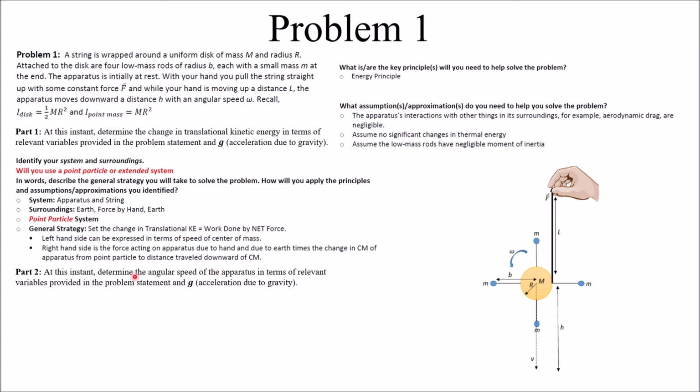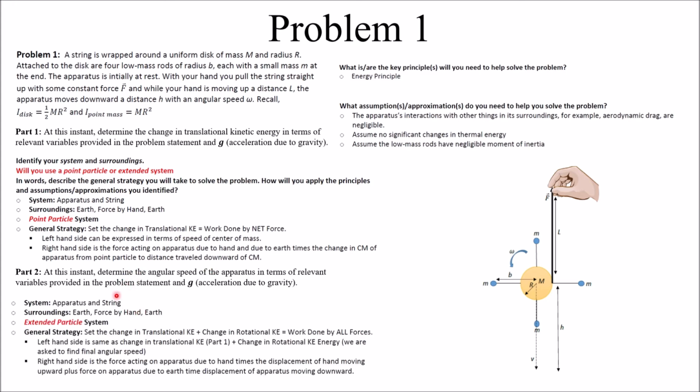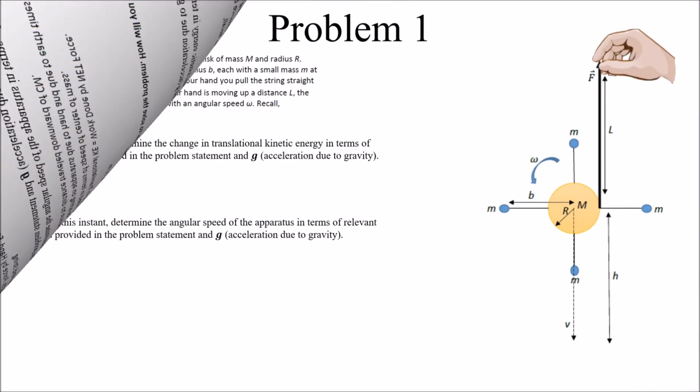And so for part two, it'll be very similar. We'll look at the differences here. We're going to use the idea of an extended particle system. And for here, notice how we have to account for the rotational kinetic energy. And we also are looking at the work done by all forces, not the work done by the net force. And so we'll see how this plays out here.